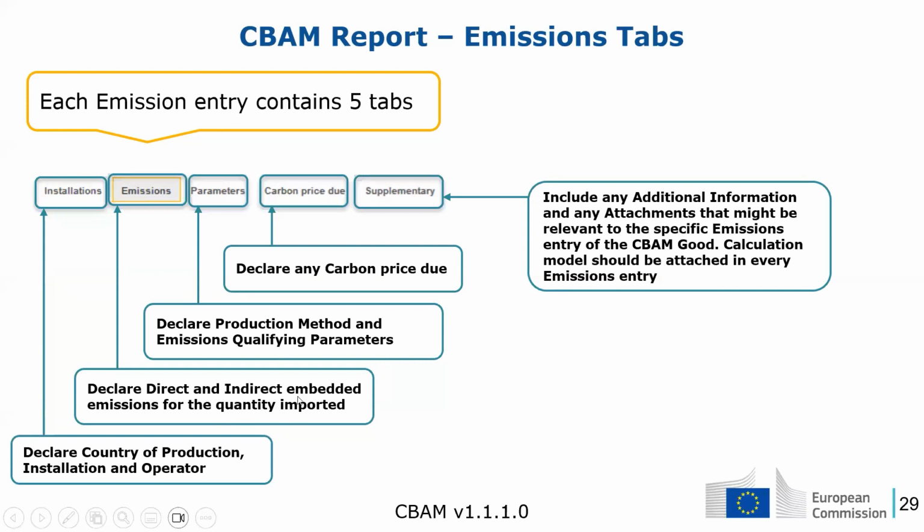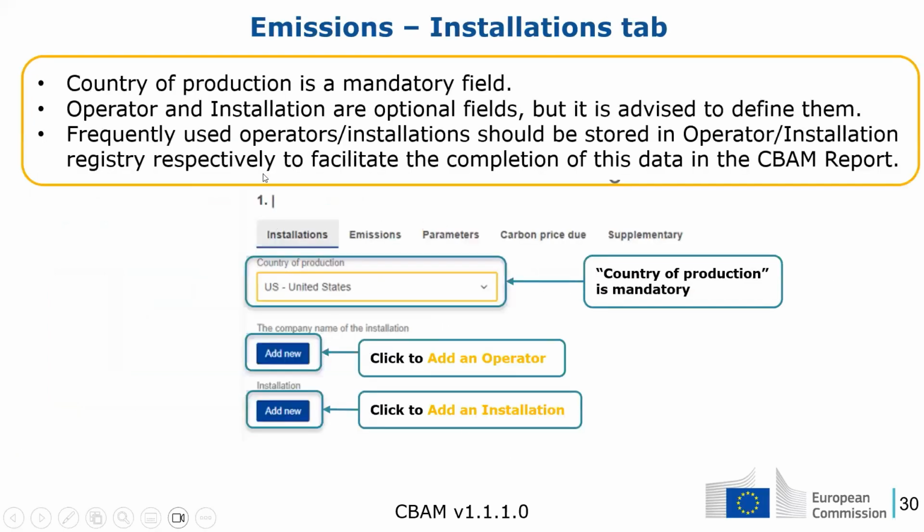Let's dive into the details of every page of these 5 tabs. The first one is the installation tab. The country of production is mandatory. We need to declare where our CBAM good was produced. The third country operator and third country installation are optional elements, optional groups, but it is advised to define them.